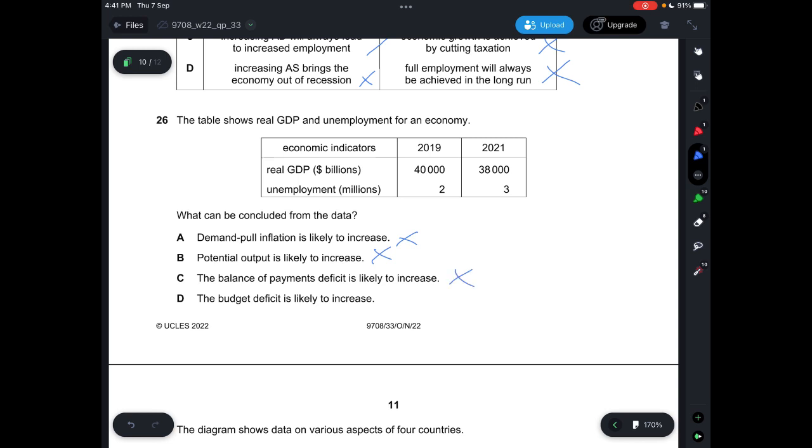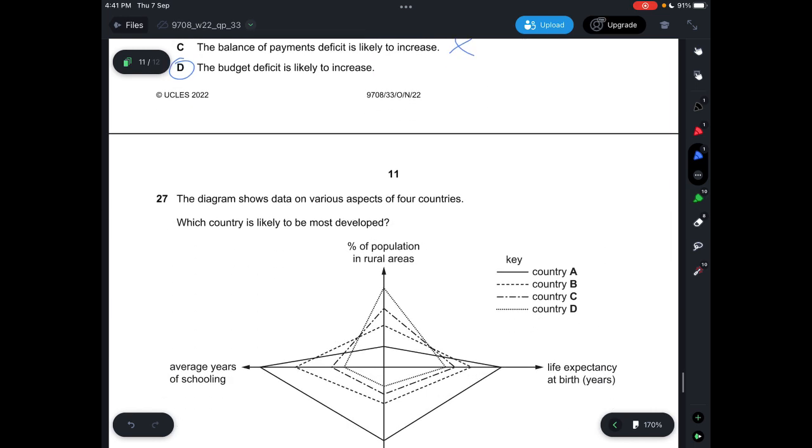In this case, people are spending less, so it's not really correct. And D, the budget deficit is likely to increase because now the government will have to spend more on people who are unemployed. So yep, that's correct.